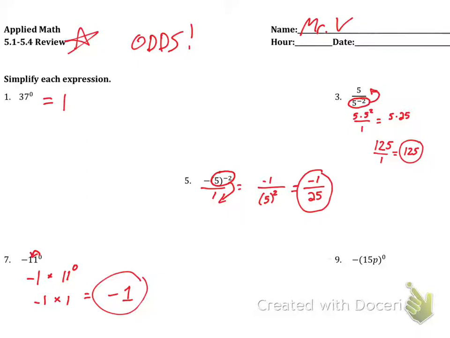All right, and then let's take a look at number 9. So in number 9, again, the exponent 0 is for the p, and then also for the 15. Now, since it's 0, if I rewrote it, it'd be like this: negative parentheses 15 to the 0, p to the 0. And then we remember that anything raised to 0 is 1. So it'd be like saying 1 times 1.